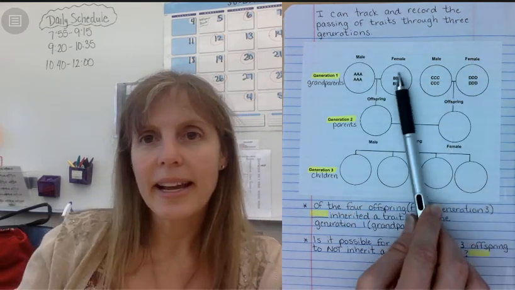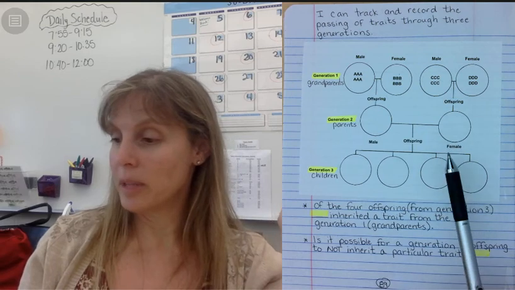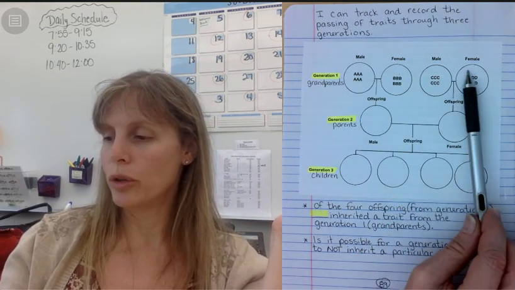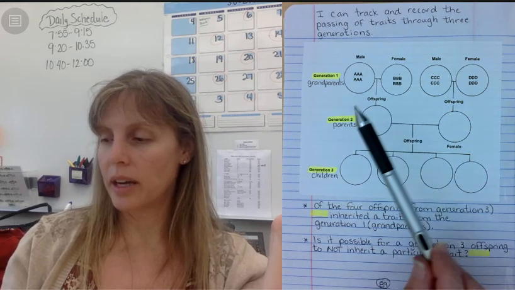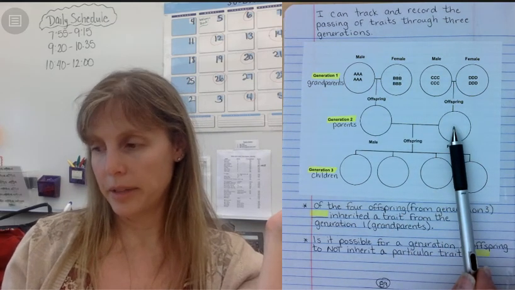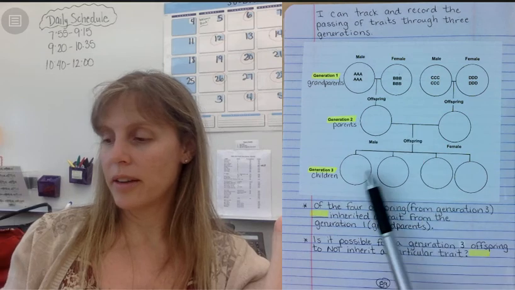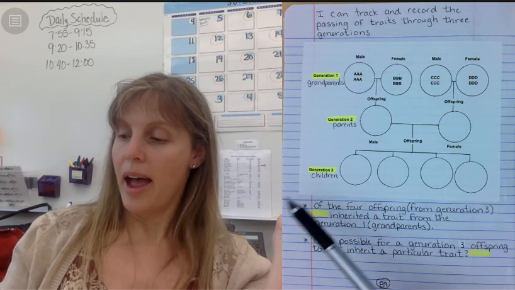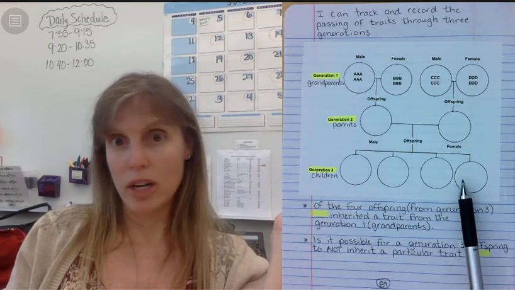Look at this. It looks a lot like a family tree, and it is. These are the grandparents, grandparent 1, grandparent 2. This is their son. This is their daughter. And the son and daughter get together, and they have 4 children. So we have grandparents in generation 1, parents in generation 2, and grandchildren in generation 3.